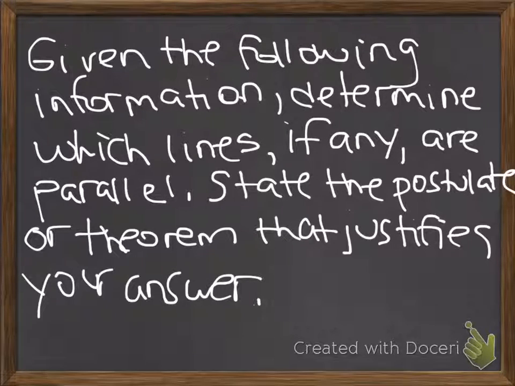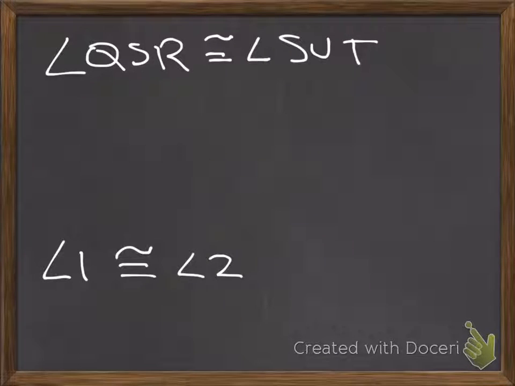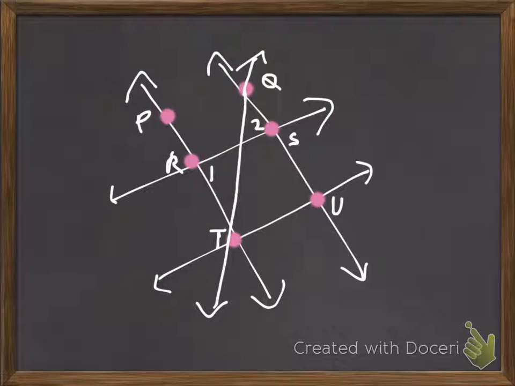Now we're looking to see if we could state the postulate or theorem that justifies whether the lines are parallel or not. So we're given this diagram. We're asked about angle QSR and angle SUT. So QSR is going to be here, and SUT is going to be here.